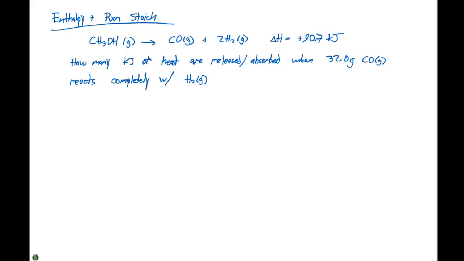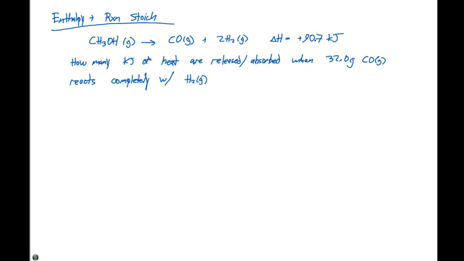In the previous videos discussing enthalpy, we went over various ways to calculate how much heat or energy is released or absorbed in a particular reaction. Now we can use the same principles we had in previous chapters of our books to look at reaction stoichiometry and how that relates to enthalpy. So here we have a reaction which is methanol in the gaseous phase, giving us carbon monoxide gas plus 2 hydrogen gas. And the delta H for this particular reaction is positive 90.7 kilojoules.